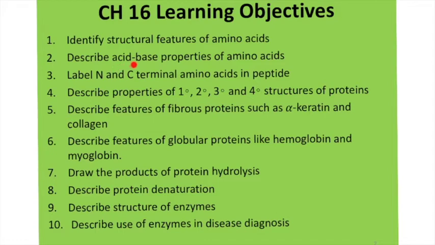You should be able to describe the acid-base properties of amino acids. Each amino acid has a carboxyl group, which is the functional group of a carboxylic acid, and it can donate its proton. It also has an amino group. Amino groups have a lone pair of electrons and can accept a proton, which makes it a base. And so each amino acid can act as an acid and a base. You should be able to identify the N and C terminal amino acids in a protein or peptide.